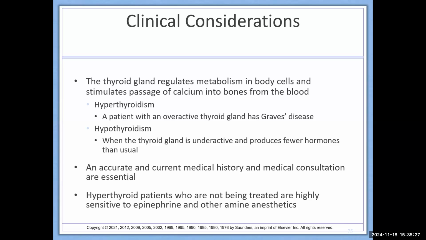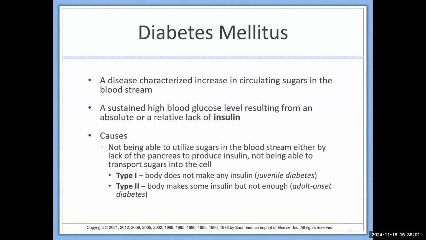With hyperthyroidism, you have an overactive thyroid gland, which has Graves' disease. Patients have Graves' disease. Hypothyroidism, the thyroid gland is underactive. There's fewer hormones than usual. Once again, you do have to have a thorough medical history and medical consultation. Hyperthyroid patients who are not being treated are highly sensitive to epinephrine. Remember, in lidocaine you do have epinephrine, but in hyperthyroid patients, they're sensitive to epinephrine, so you have to consider what you're using.